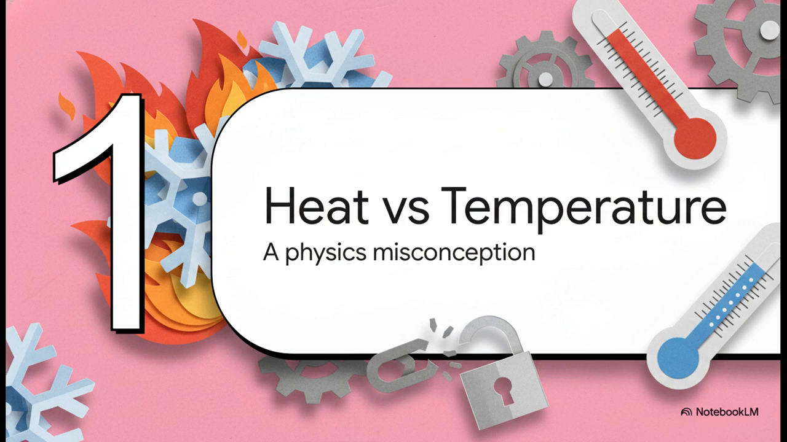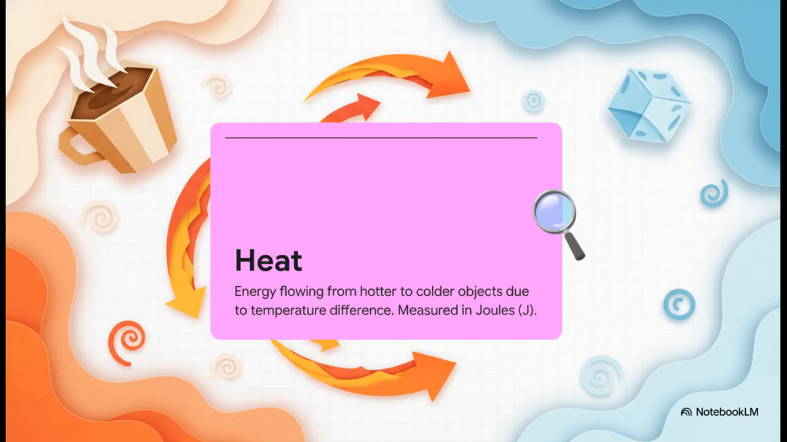Section 1. Heat versus temperature. We're going to start by busting the biggest physics misconception out there. A lot of people use the words heat and temperature interchangeably in daily conversation, right? But let's define heat first. Heat is, quite simply, a form of energy. But it has a very specific behavioral rule.